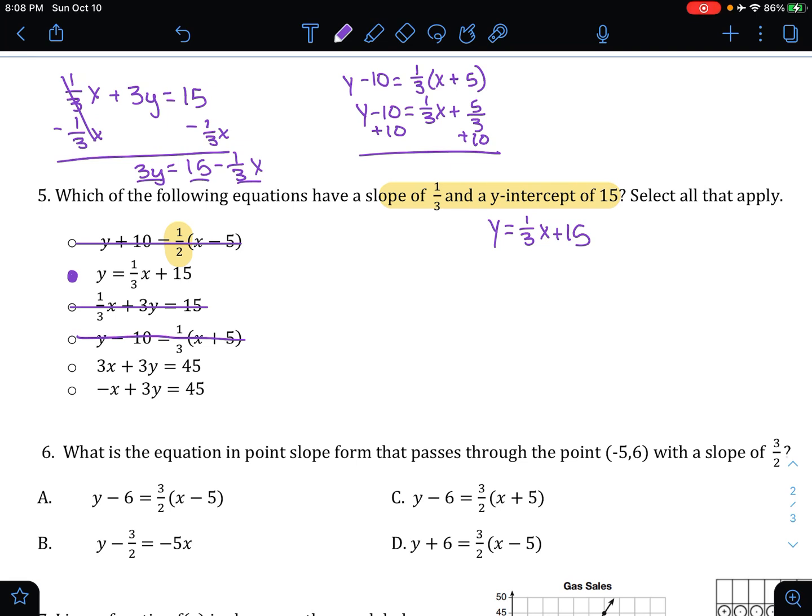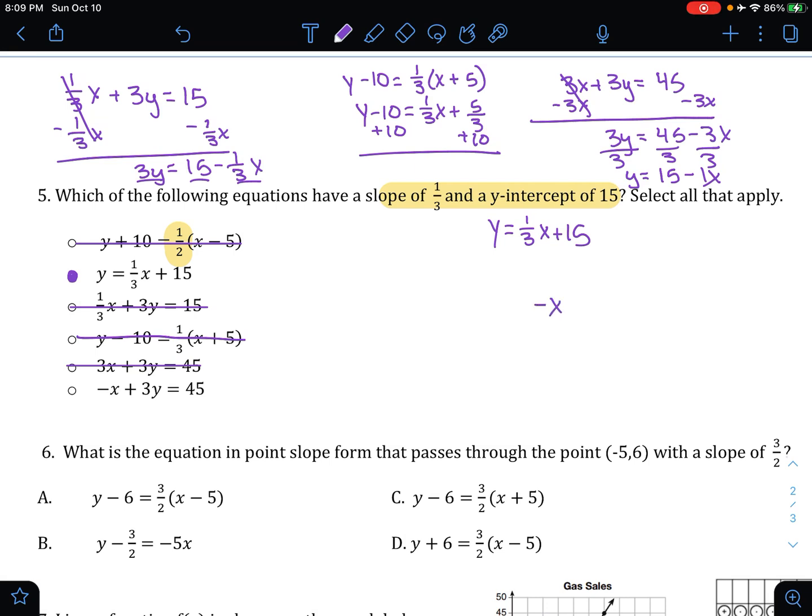Okay, looking at the next one, we have 3x plus 3y equals 45. If I subtract 3x from both sides, 3y equals 45 minus 3x. I divide everything by 3. That leaves me with y equals 15 minus 1x, which is not what we want. That has a slope of -1. So we don't want that one either.